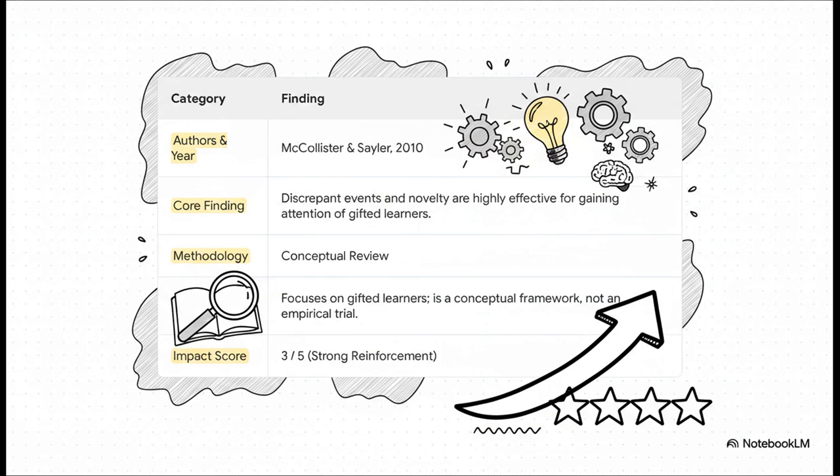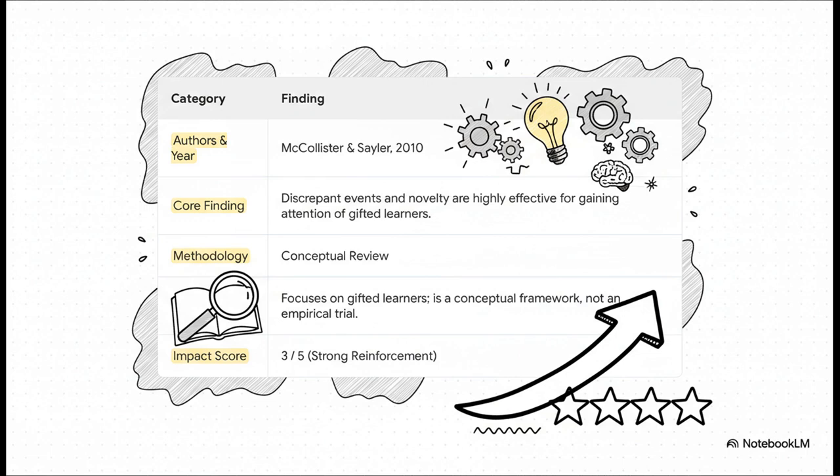This 2010 paper from McCollister and Saylor reinforces the whole concept. They found that for gifted learners, things like novelty, intellectual challenges, and, you guessed it, discrepant events are super effective for grabbing their attention. But are you starting to see the pattern here?